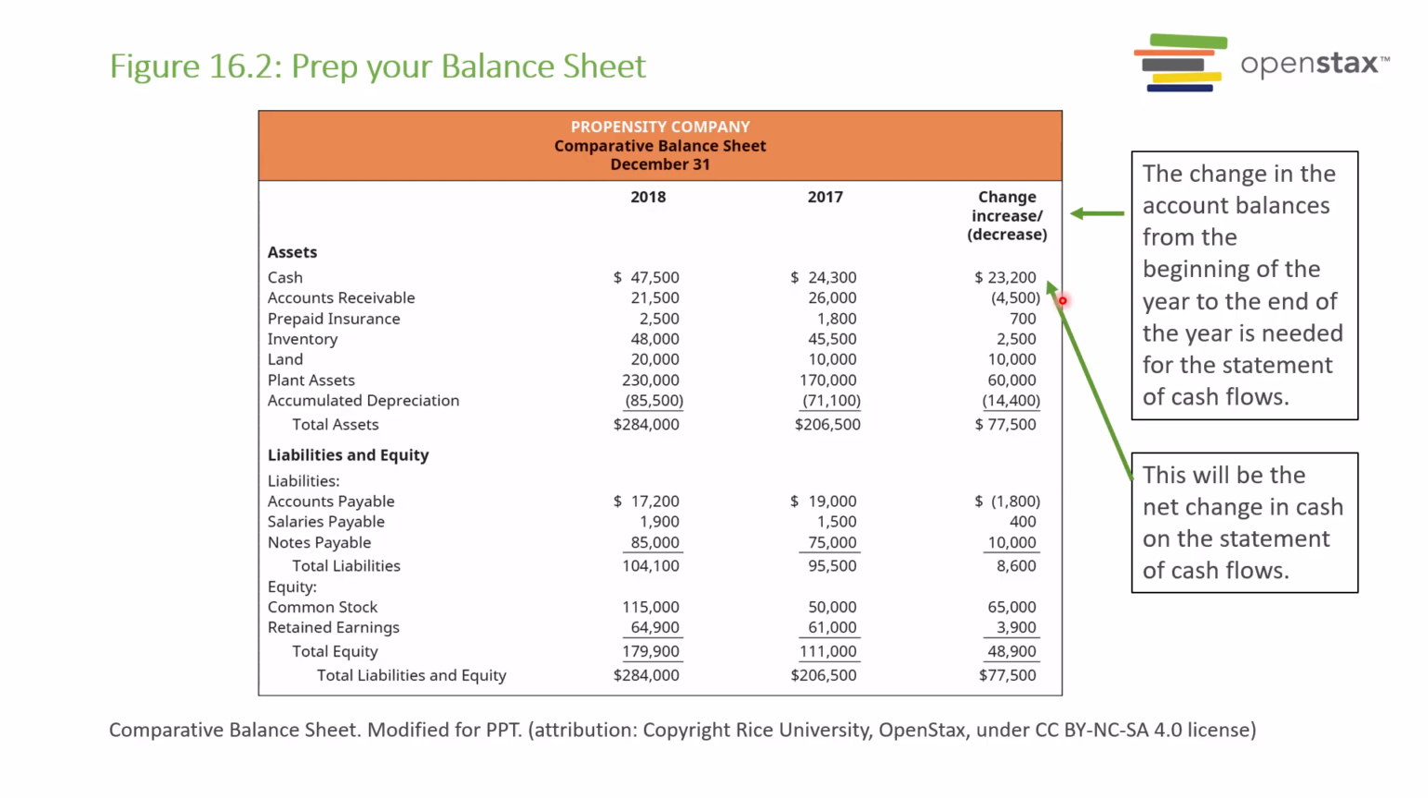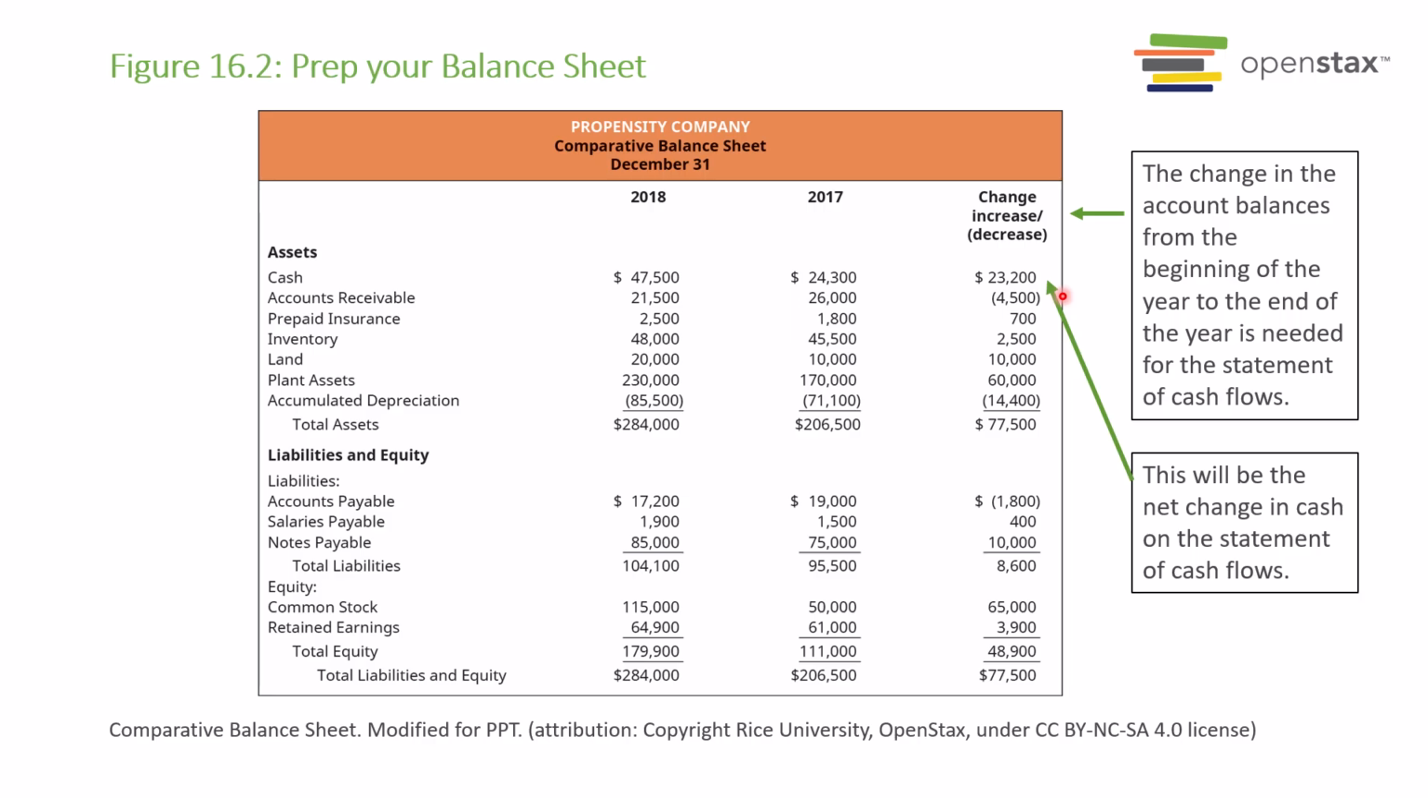Accounts receivable had $26,000 of people owing them money at the end of 2017. They had just $21,500 in accounts receivable at the end of 2018. So that account is lower by $4,500. And we want to do that for every single line in our entire balance sheet.